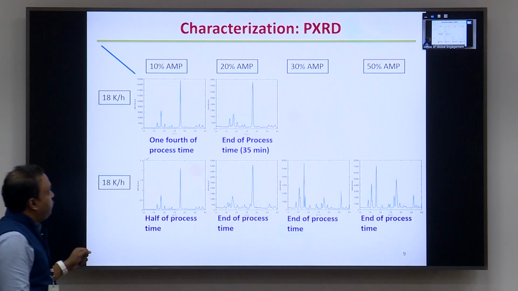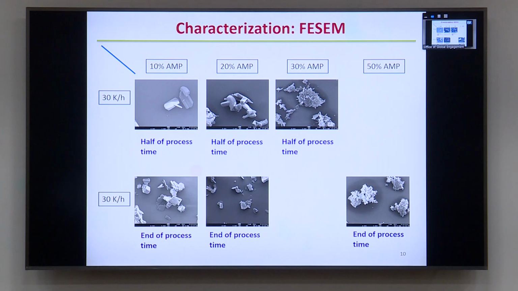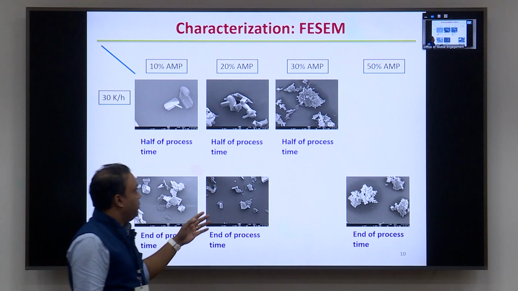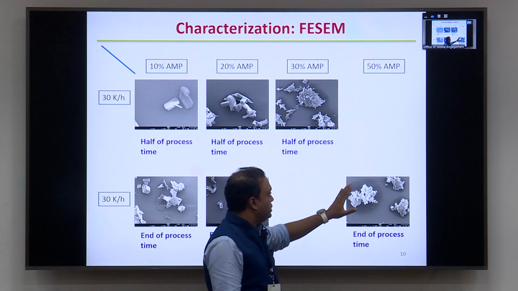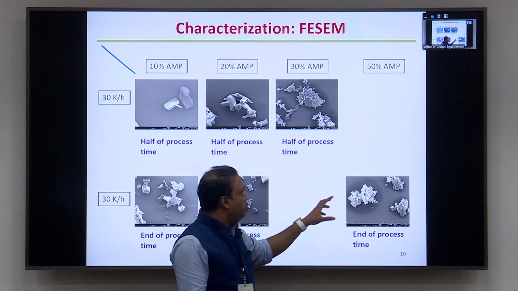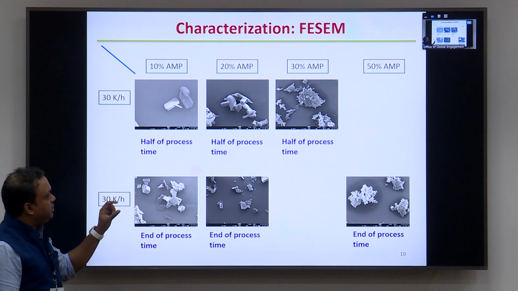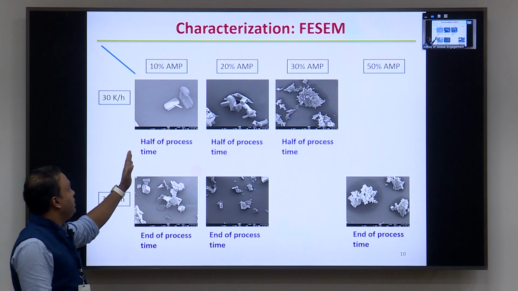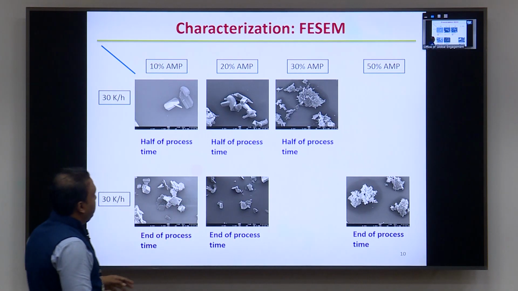A similar case is seen in the XRD data. A similar case holds for the other cooling rate, 30 Kelvin per hour, where the same thing is seen. Here you can see that for 30% and 50%, the particles formed are so small and agglomerated that it is difficult to segregate. We can't confirm that it's a plate-like structure. So for our model, we have taken 10% and 20% amplitude for model design.